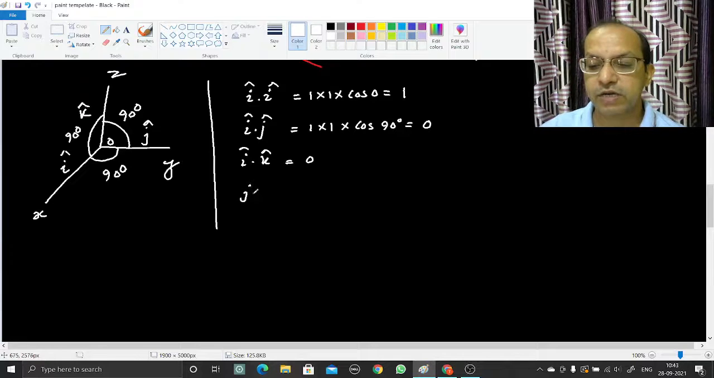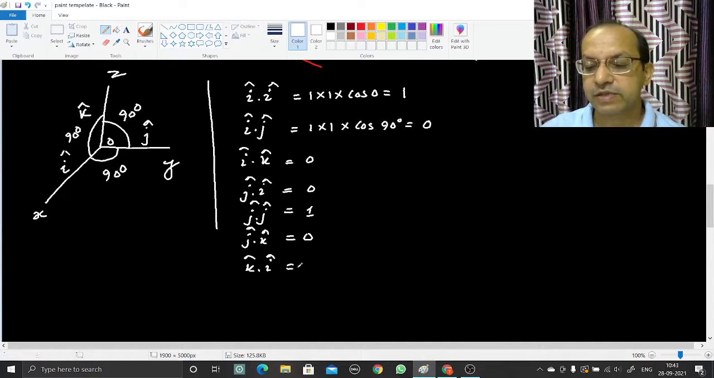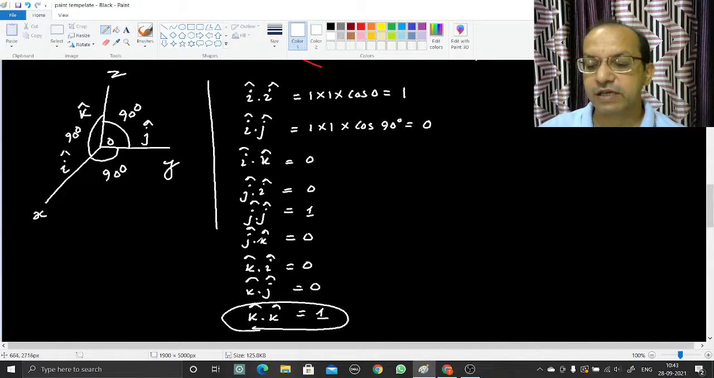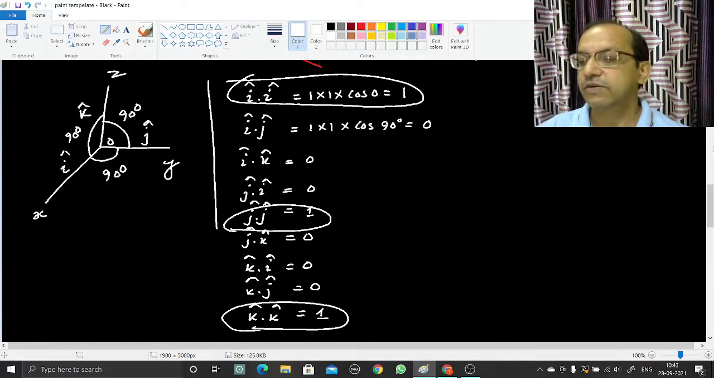So j dot i, because the angle is 90 degrees, it will be 0, and j dot j, because the angle is 0 degrees, the answer is 1, and j dot k will also be 0. Similarly, k dot i will be 0, k dot j will be 0, and k dot k, because the angle now is 0, will be 1. So for three quantities, k dot k is 1, j dot j is 1, and i dot i is 1, else it is 0. Now we will take the cross product.